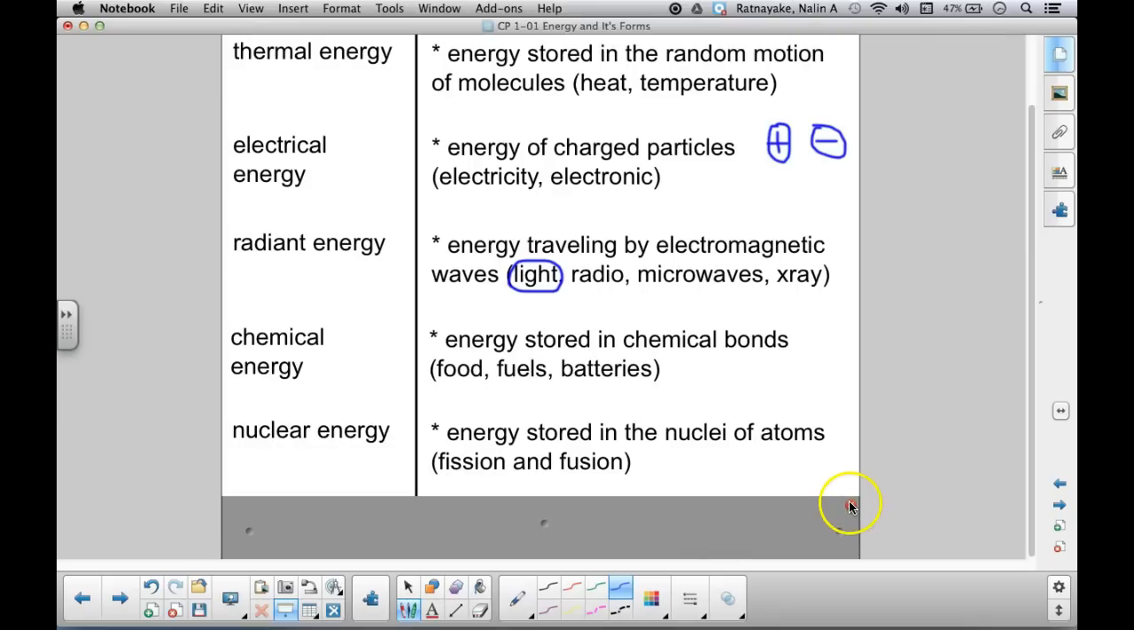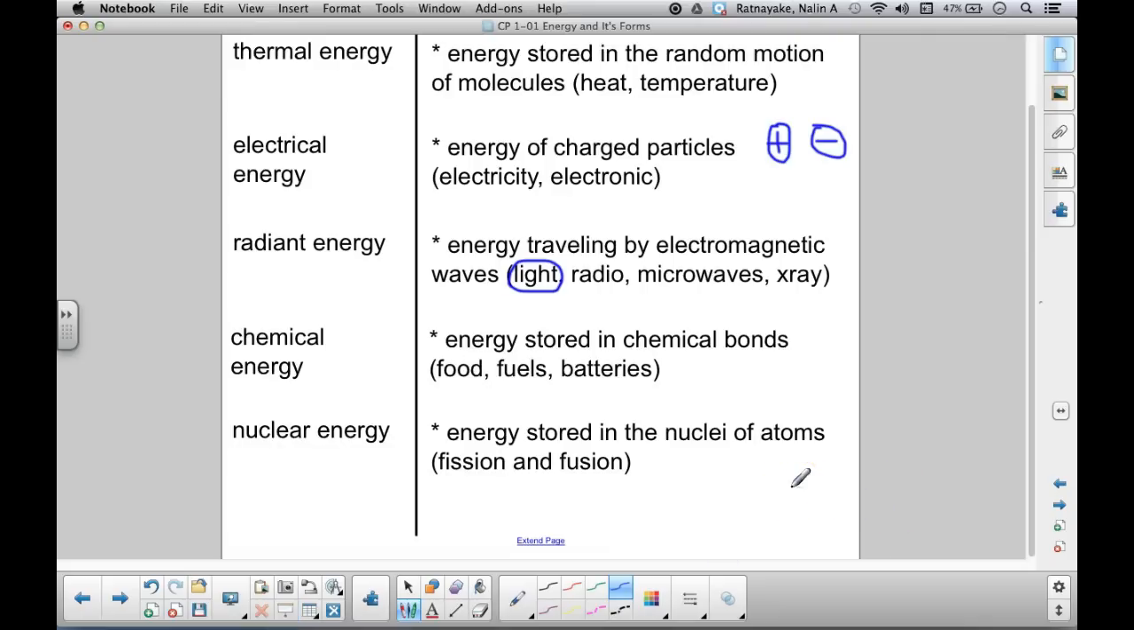And the last one on my list here is nuclear energy. We will not be talking about this one in too much depth at all this year, but it is energy stored in the nuclei of atoms. In the very center of each atom is a nucleus, and we can slam two atomic nuclei together and get a lot of energy out of it. That's called nuclear fusion. Or we can break those nuclei apart, and that also releases a lot of energy. Not as much as fusion, but it does release a lot of energy.